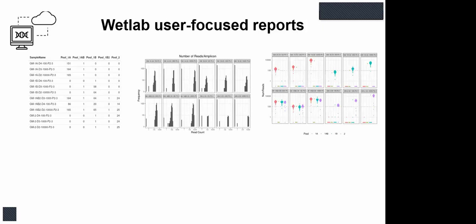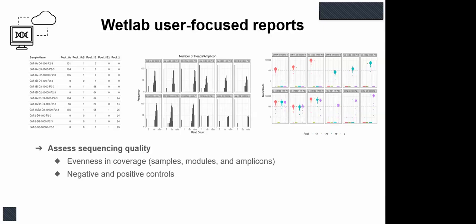And then we have this graph here, which is the third graph, which is also per pool, whereby it can show you the number of amplicons that have 100 reads and above, because we define a SNP based on the coverage of each amplicon. So this is helpful because it's used to assess the sequencing quality, most especially the evenness in coverage. We want to see that all samples have almost the same coverage and above.